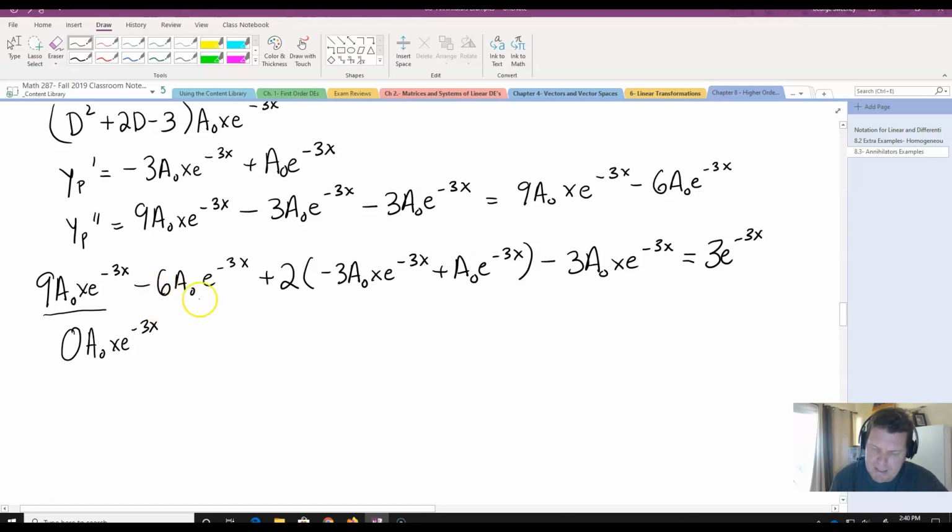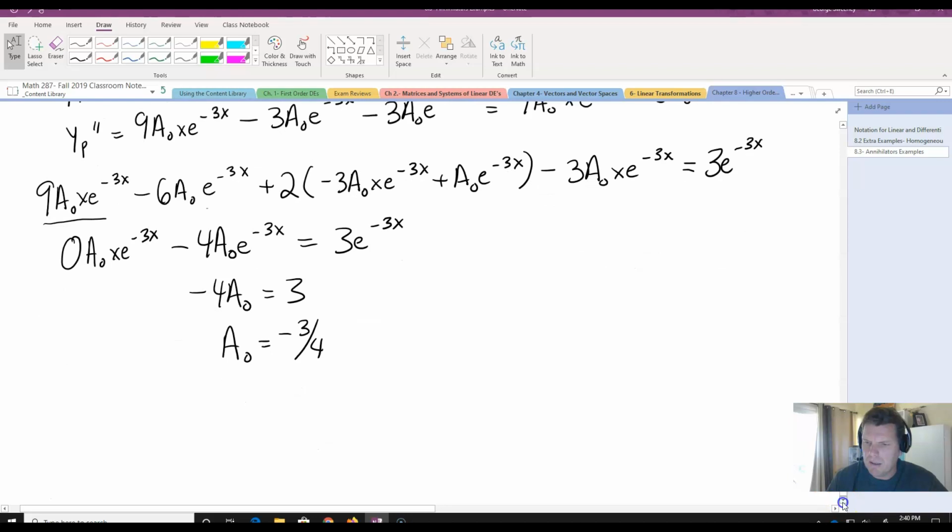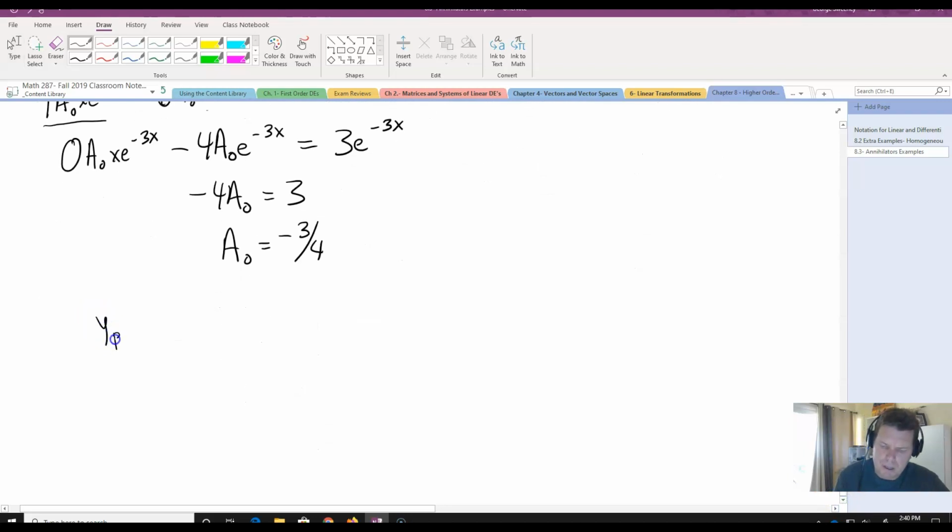Right? And then minus 6 a naught e to the negative 3x plus 2 a naught e to the negative 3x. So that's negative 4 a naught. So negative 4 a naught e to the negative 3x will equal 3 e to the negative 3x. So negative 4 a naught equals 3, and a naught equals negative 3 over 4. So my particular solution here is yp equals negative 3/4 x e to the negative 3x. And we have effectively modified our trial solution.